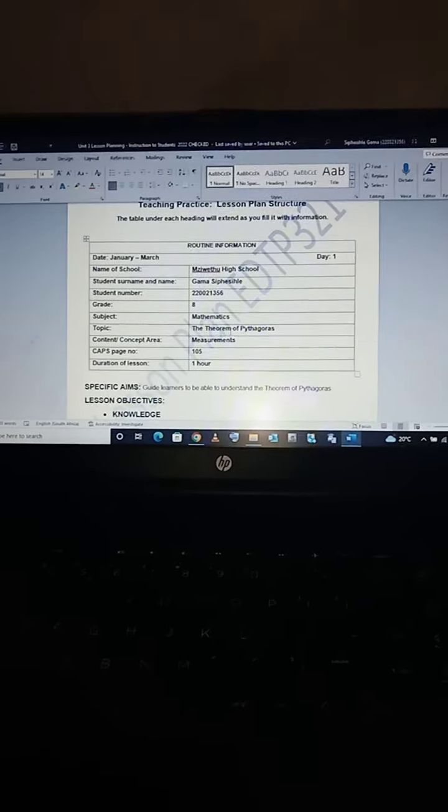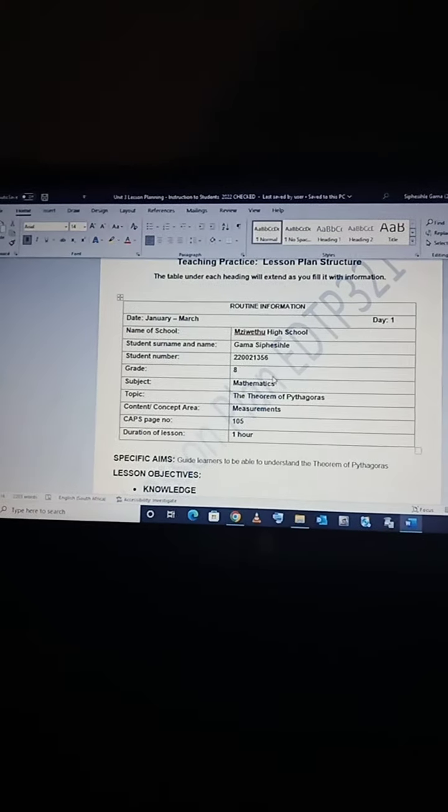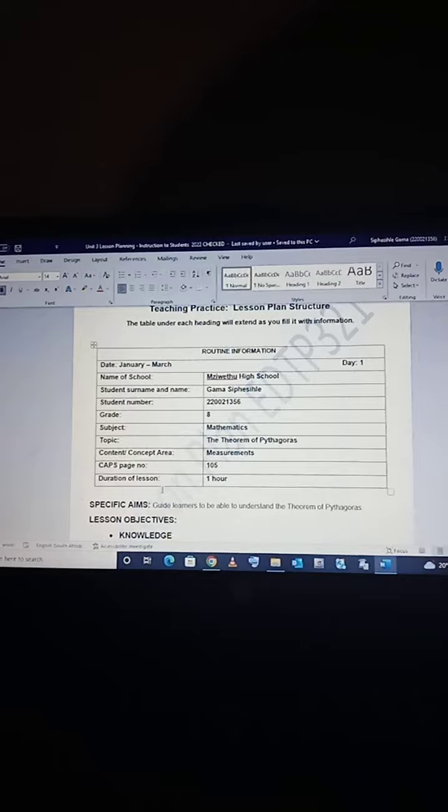As I've said, our lesson today is from grade 8 on the CAPS document, page 105. This is the lesson which I've prepared today. Firstly, I have to explain the introduction. Then I'm going to play the video for the students.